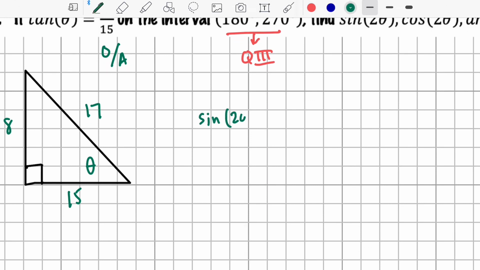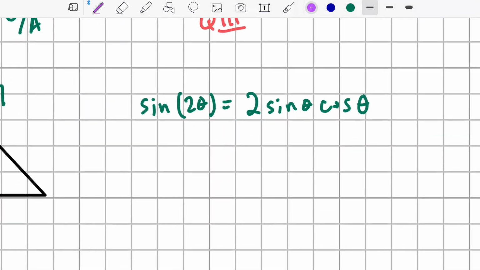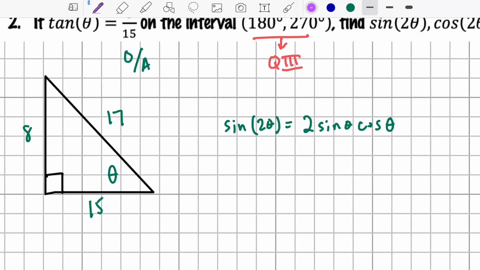Sine of 2 theta is 2 sine theta cosine theta. So now we look at our triangle, we figure out what is sine of theta. So let me write out 2 times sine of theta. Here's theta. Sine is opposite over hypotenuse. So that's going to be 8 over 17.